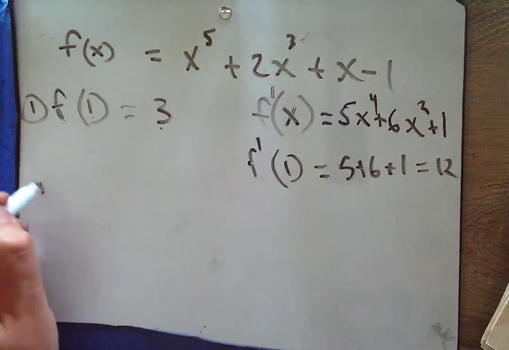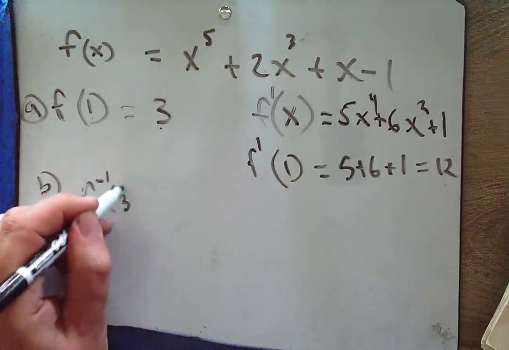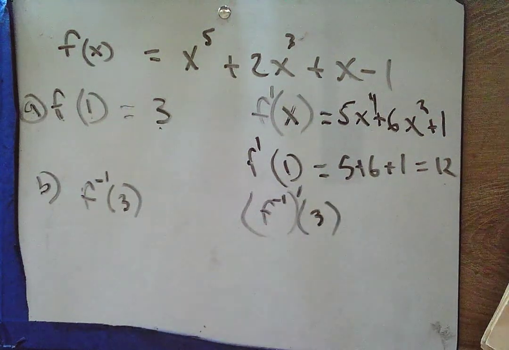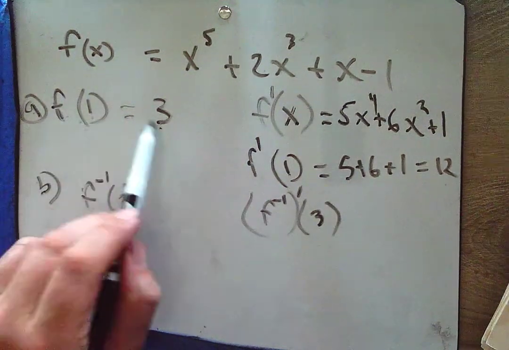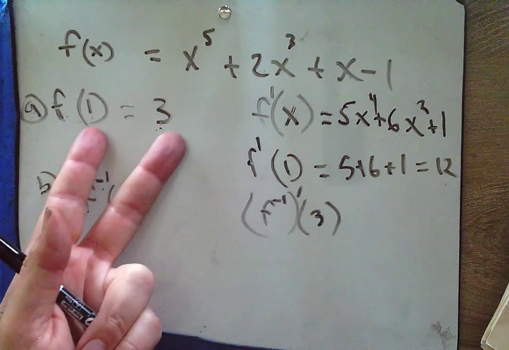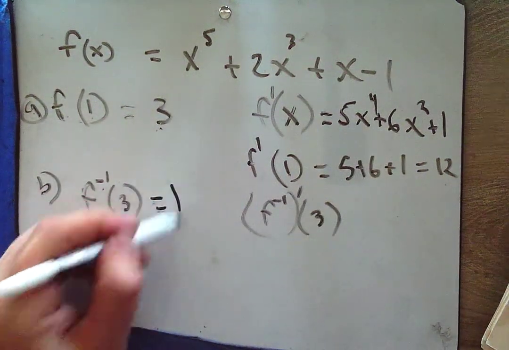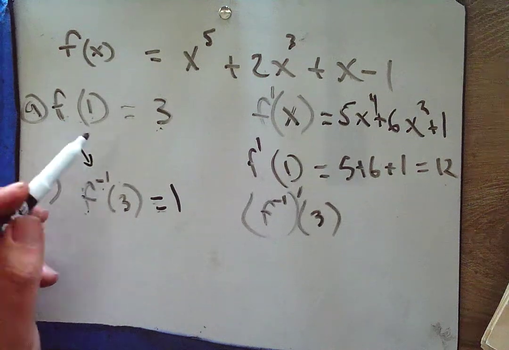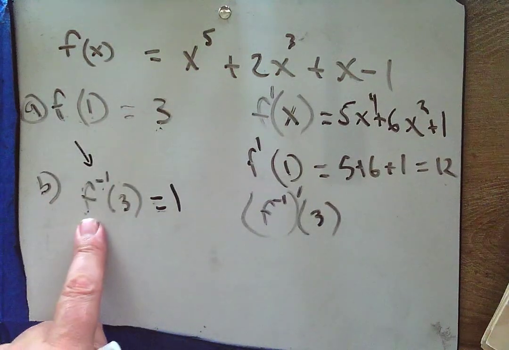But part B says, find f inverse of 3, and then find f inverse prime of 3. Okay, so what's that going to be? Remember, there's a function, and there's the inverse of that f function. To make an inverse, we switch the inputs and outputs. So 3 becomes the input, and 1 becomes our output. It's just switching the x's and y's. It's understanding notation. When f has a point (1, 3) on the graph, there must be a point on f inverse called (3, 1).